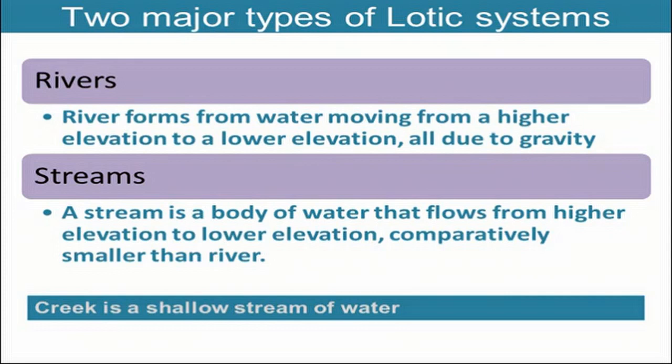So in this way you can find that rivers and streams are both Lotic systems, and there is a marginal difference between these two. However, they have their own specific characteristics of water body, their different components, biodiversity, and nutrients, etc. And a creek is a shallow stream of water. A creek, which is smaller than a stream, you can consider as a shallow stream of water. So it is also a flowing water body, and so it is a Lotic ecosystem.